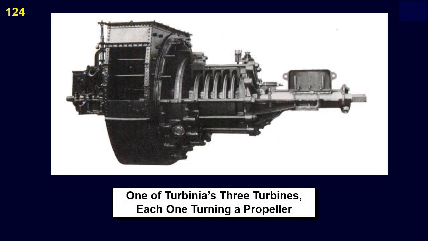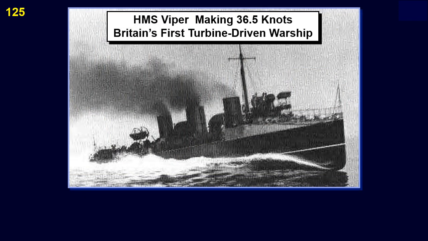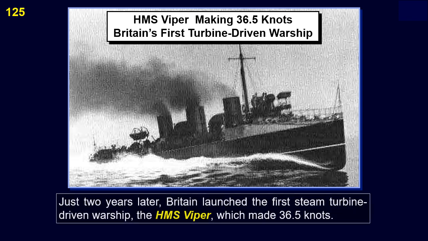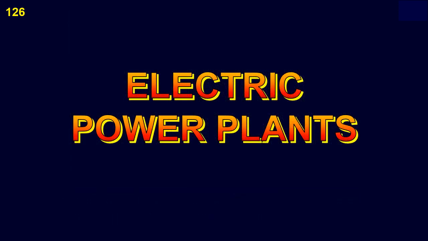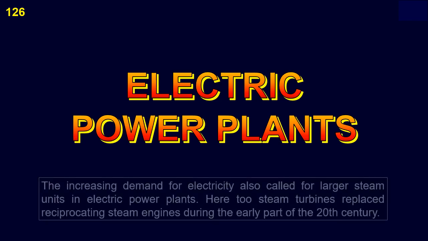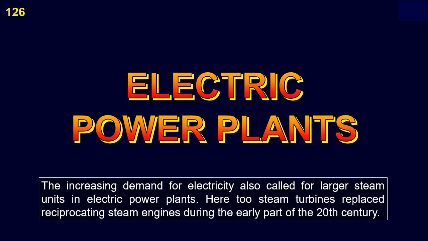This is one of Turbinia's 3 turbines, each of which turns a propeller. Just 2 years later, Britain launched the first steam turbine-driven warship, the HMS Viper, which made 36.5 knots. The increasing demand for electricity also called for larger steam units in electric power plants. Here 2 steam turbines replaced reciprocating steam engines during the early part of the 20th century.